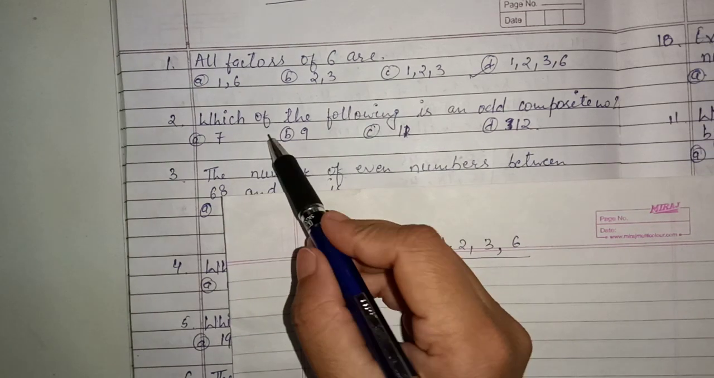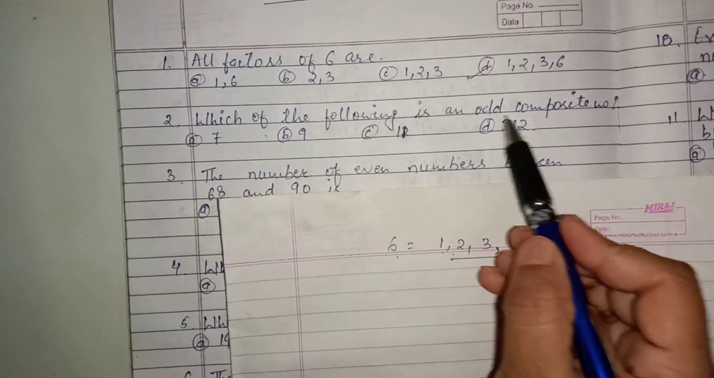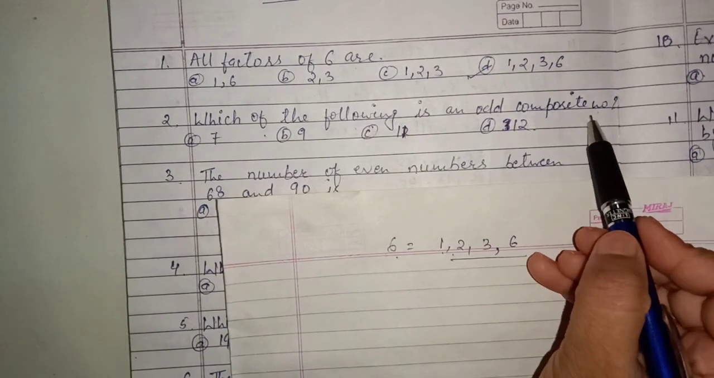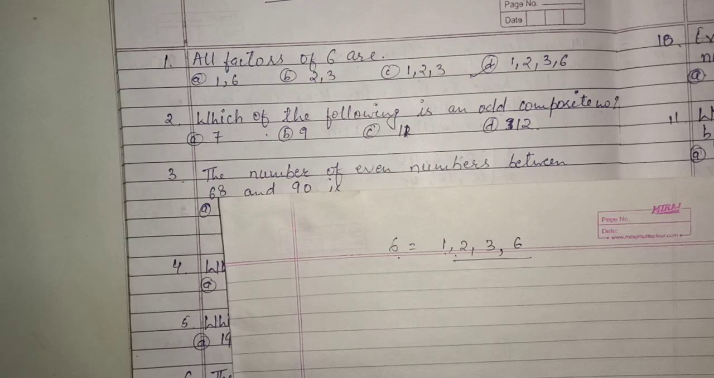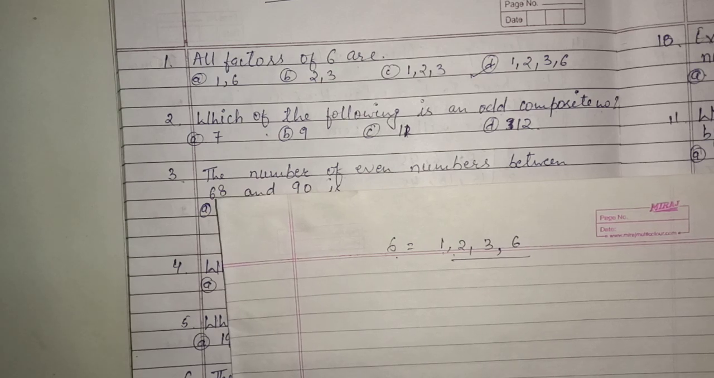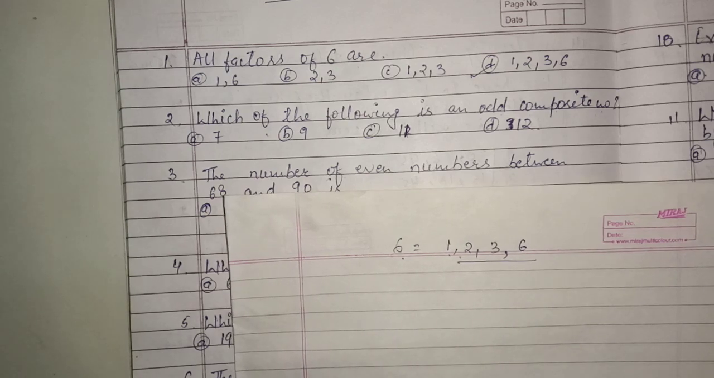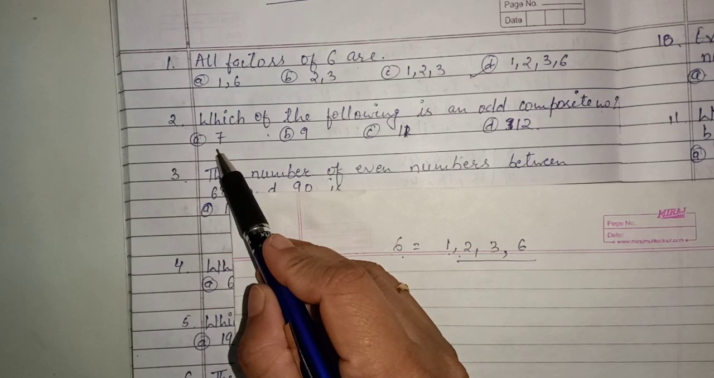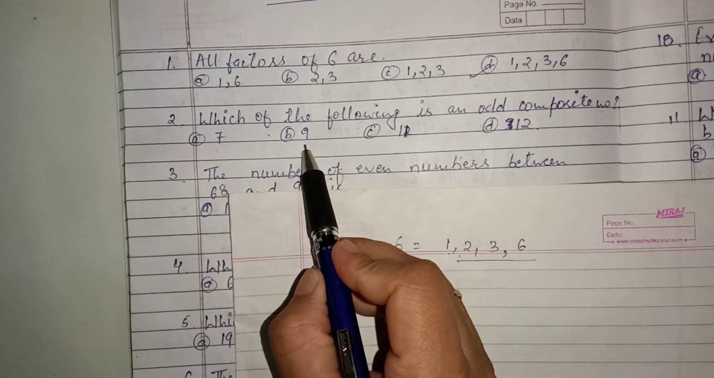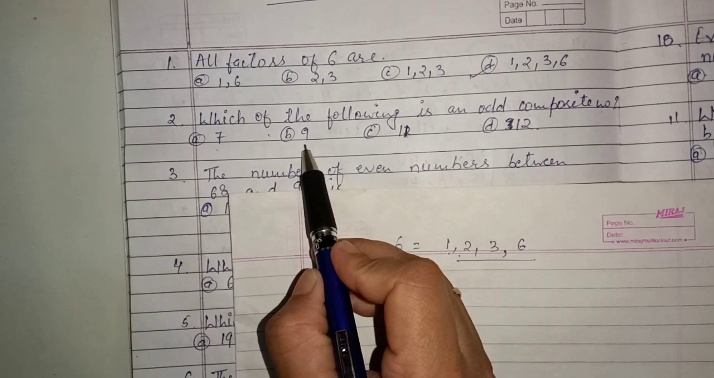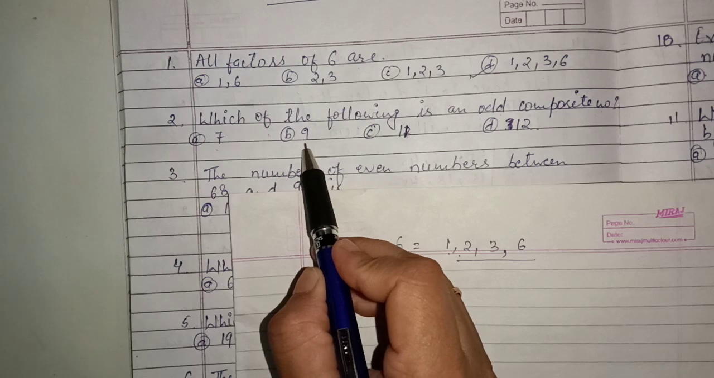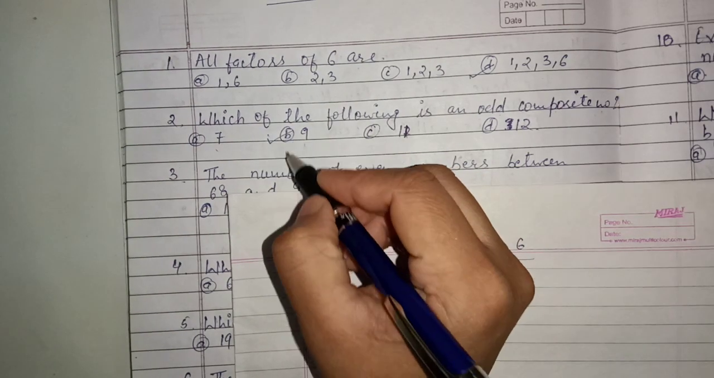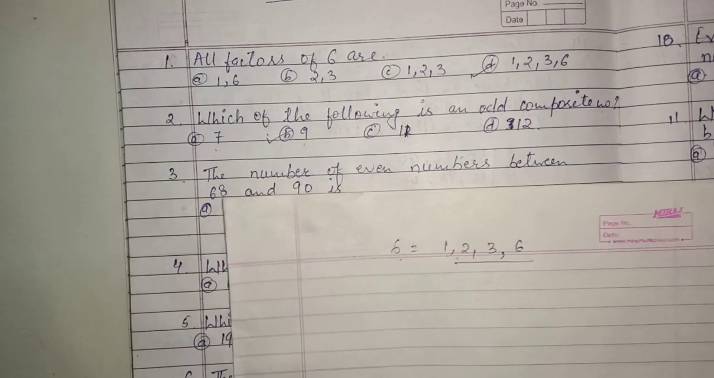Next one is, which of the following is an odd composite number? A composite number is a number which has more than 2 factors. Here 7 is a prime number, so it has only 2 factors, 1 and 7. Next, 9 is not a prime number, that means it's a composite number and also an odd number. So we can say that our option B is correct.